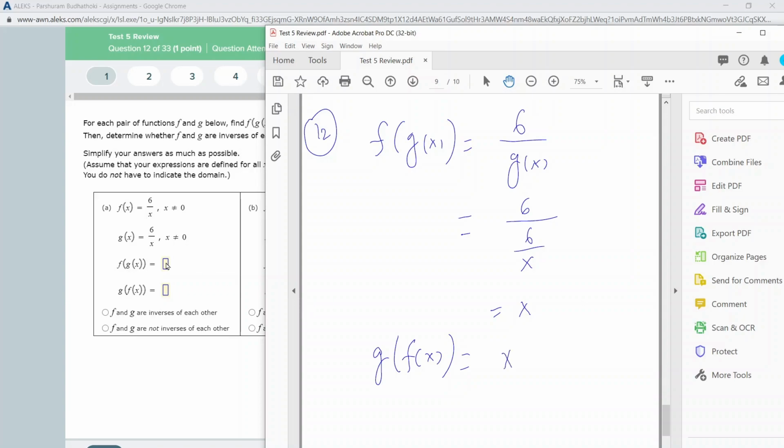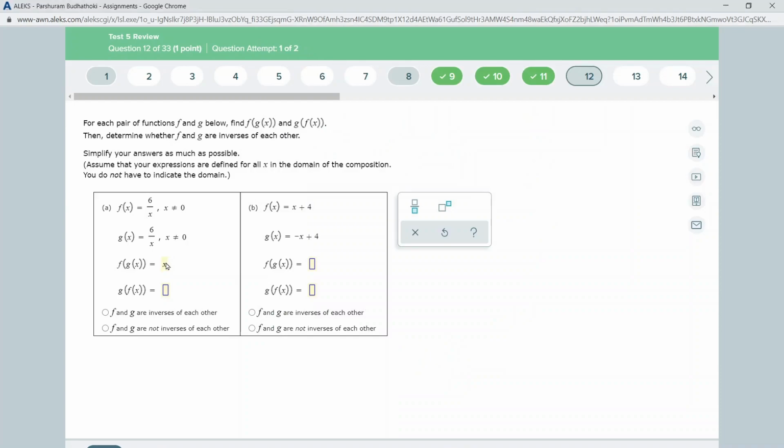So that means here is x, here is x. So these functions are inverse of each other because the composition from both directions gives you x.